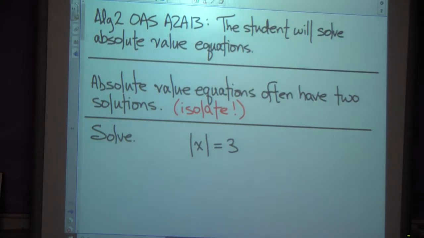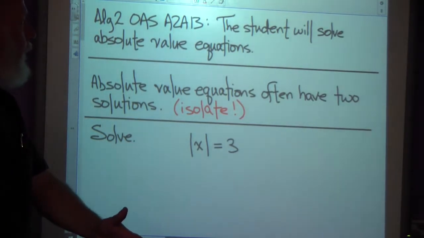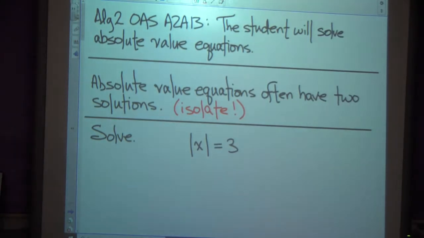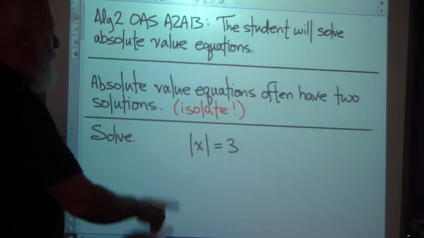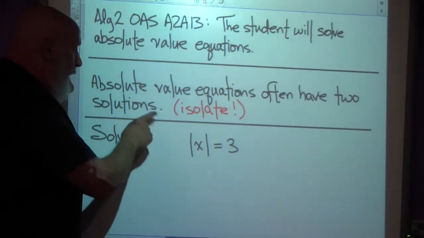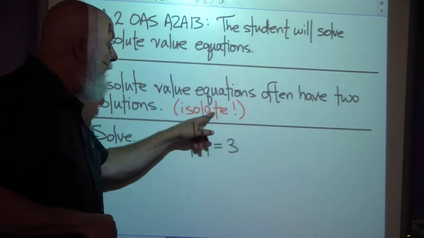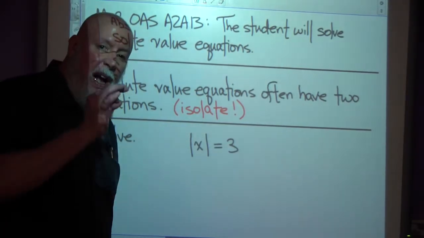This is Algebra 2, OAS, A2, A13. The student will solve absolute value equations. Absolute value equations often have two solutions. It's something we have to keep in mind. And the key word when we're solving these things is isolate.